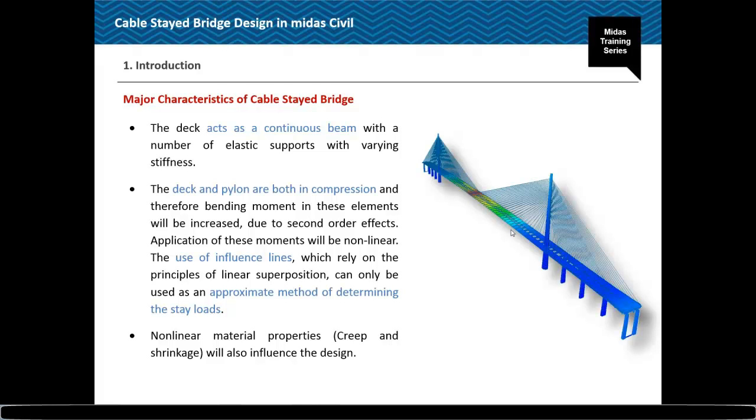And in the cable stayed bridge, in order to find the cable force, we can use the influence line, just similar to the moving load analysis in our MIDAS civil. So the influence line can be used to find the cable force. But this influence line method uses linear superposition, which means it is an approximate method that assumes the element has linear behavior, not considering the nonlinear behavior. But that is the general concept in most of the cable stayed bridges. I will explain at the end when we need to consider the nonlinear effects and when we can consider it just as linear behavior.